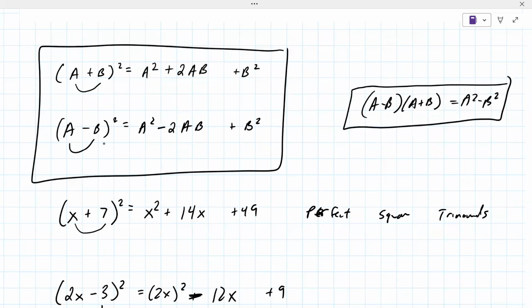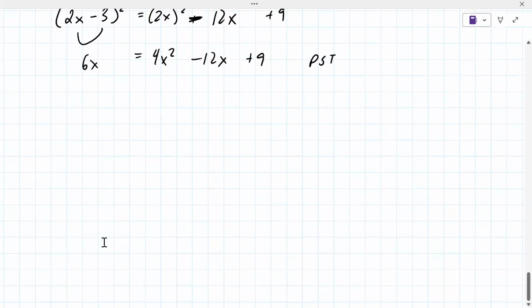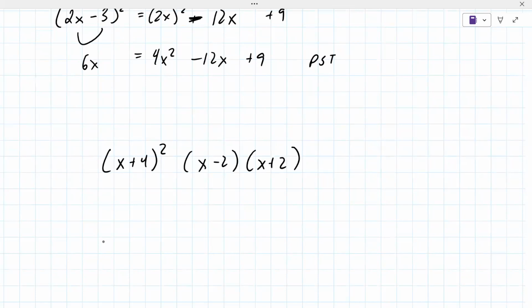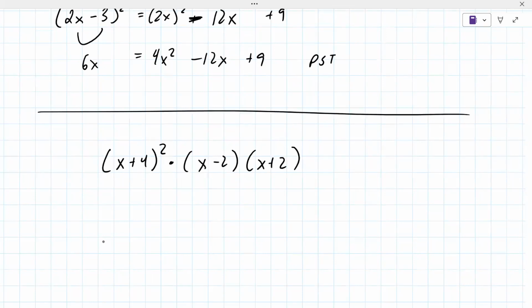Because what your teacher's going to do is give you some problems like this, which will kind of combine what we've been doing. It'll be like x plus 4 squared times x minus 2, x plus 2. This is kind of a quiz question. So could you tell me what this is when you expand it? And please look at that special product pattern to do it.